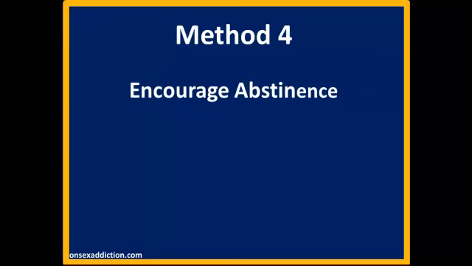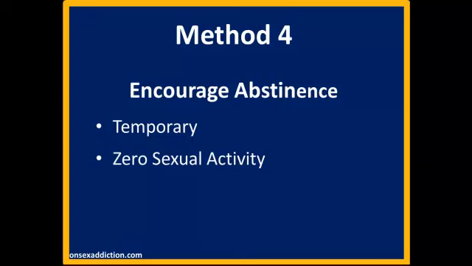Method 4 is to encourage abstinence. And by abstinence, we're talking about no sex. Now, this is just temporary. To expect a person to remain abstinent forever is somewhat ridiculous, but encouraging a period of abstinence in conjunction with treatment is very important and very helpful. This time of zero sexual activity will actually help the addict to realize that although sex is really nice, they can live without it, even though it might be a little bit uncomfortable.